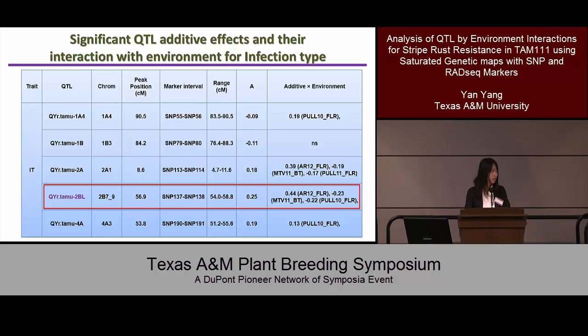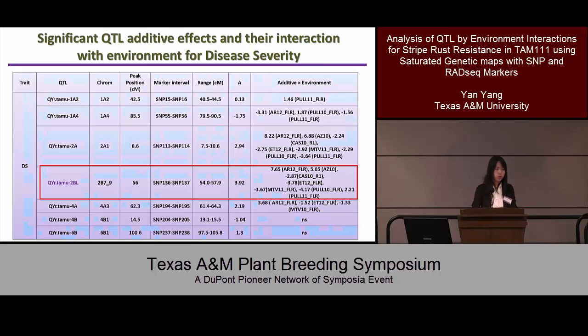Here we present three environments. This table shows the trait disease severity. Let's look at the major QTL 2BL again. It shows in around seven out of eight environments. It has a significant interaction.